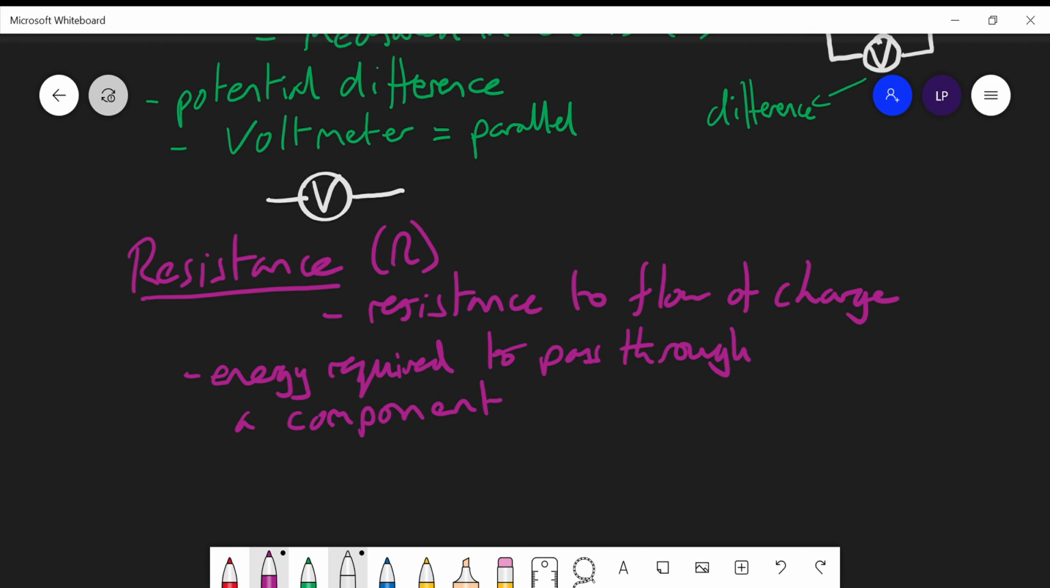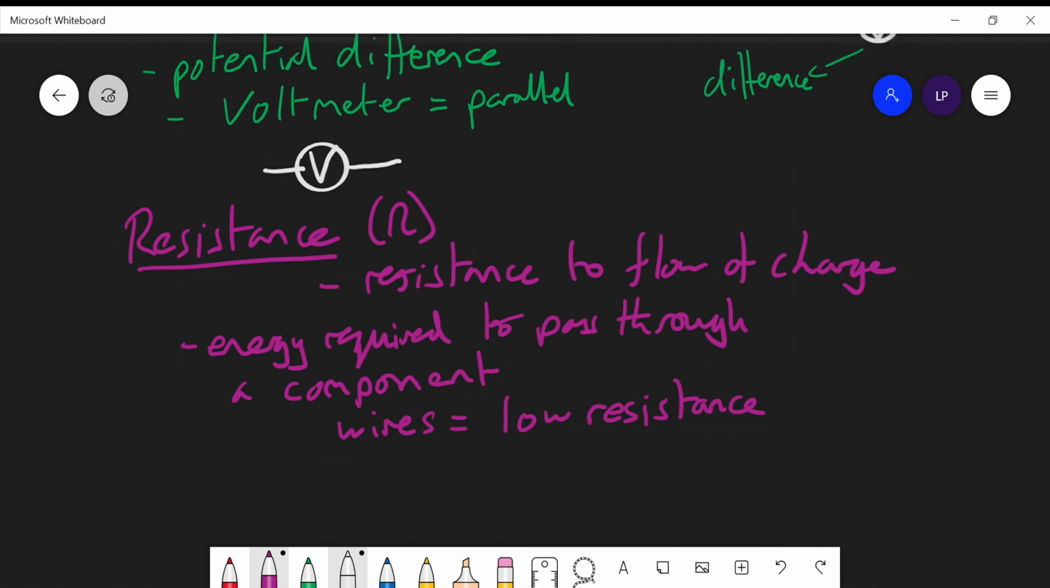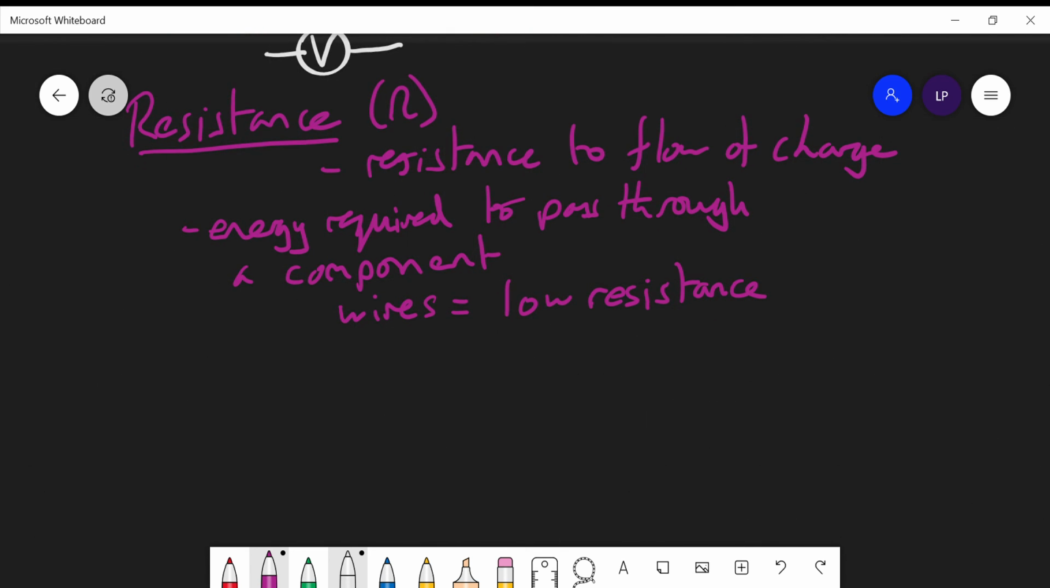Wires have a very low resistance. So they do not affect the overall flow of current or the energy consumed. Whereas something like a light bulb has a much higher resistance. So it will affect the amount of current and voltage within the circuit.